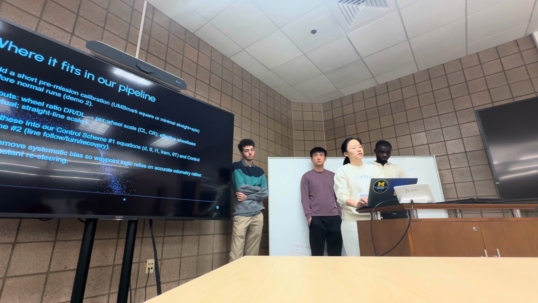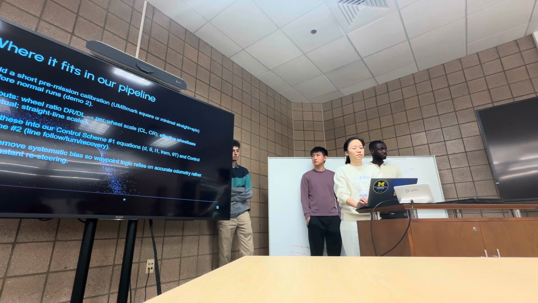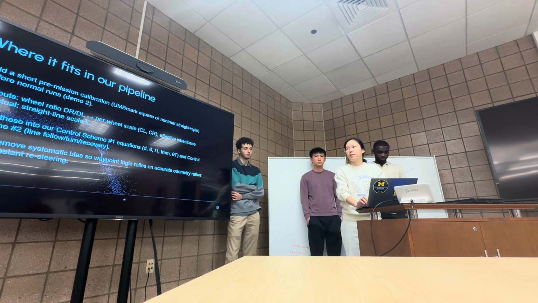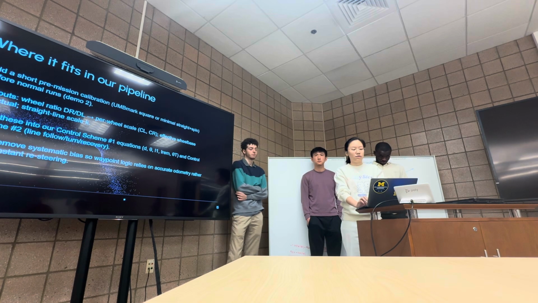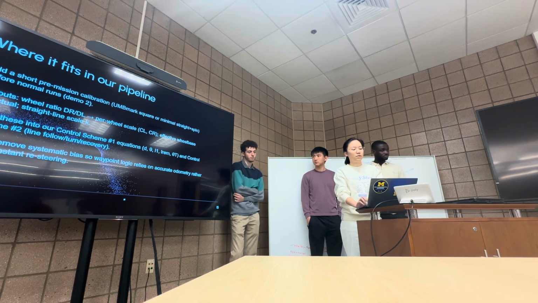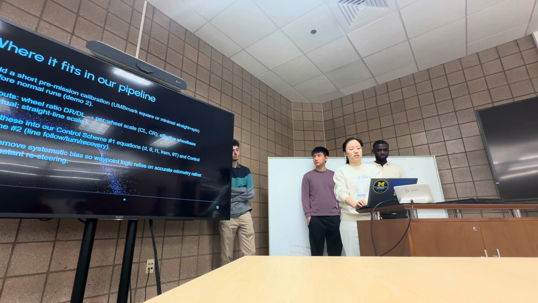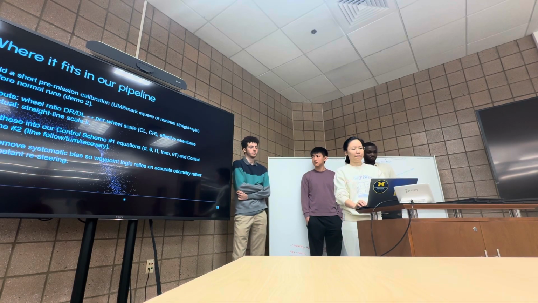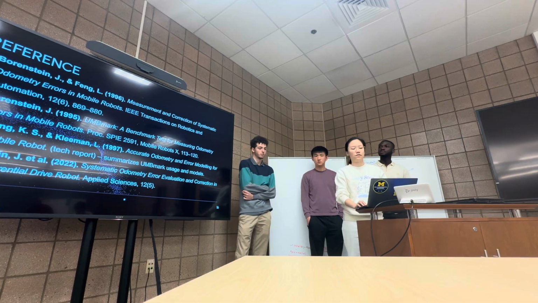We need to add a short pre-mission calibration before demo 2, because in the demo 1 simulation we couldn't do that. Then we can get the wheel ratio dr over dl, the per-wheel scale, the effective wheelbase, and the straight-line scale k, and fit those into our control scheme 1 or 2. Then we can remove the systematic bias, so waypoint logic relies on accurate odometry rather than constant corrective steering. This is the reference for this method.